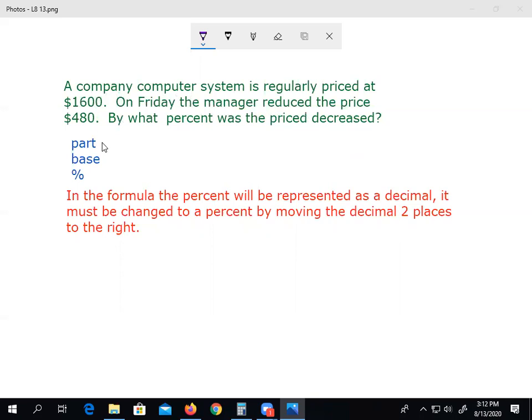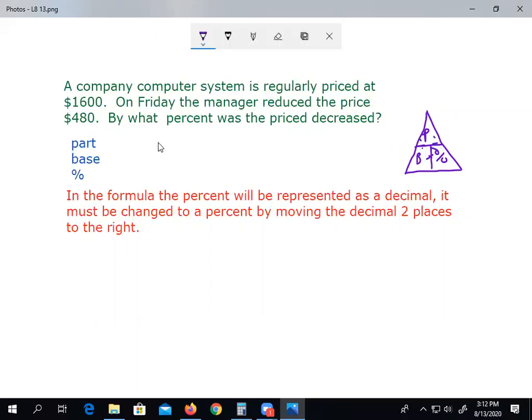So again, we have to identify the part, the base, and the percent. And again, what you can also do is use what I refer to as the triangle model as well. So the part, the base, and the percent. The way this model works is if they're side by side, you're going to multiply. If it's top to bottom, that's going to be a division problem.